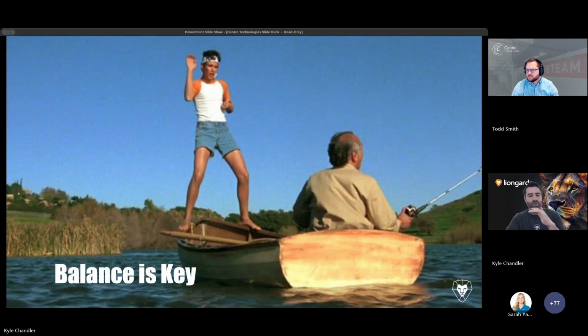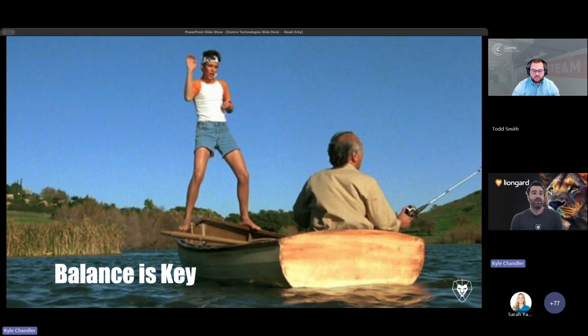With visibility, you have to think about balance being key. As Mr. Miyagi says here, if there are any Karate Kid fans in the room, you have to find that balance. Over the years, the evolution of the attack surface has led us to shifting one way and leaning away from the other way.